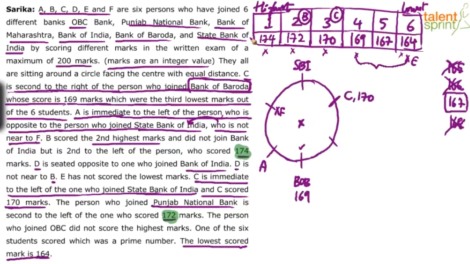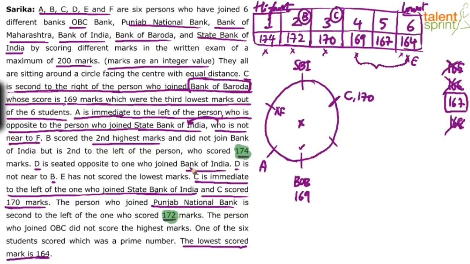Okay. What do we do now? I think we have done the first reading. We have got some data points, but not sufficient enough. Can anything else be used? B scored the second highest marks and did not join Bank of India, but second to the left of the person who scored 174. Now, who scored 174? It's not known to us.